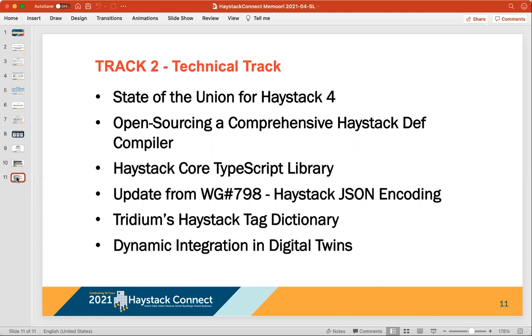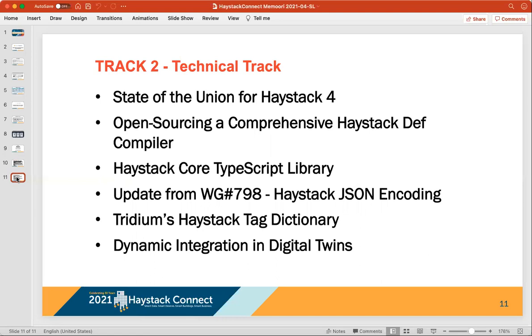There have been reference implementations for Haystack so that you could more quickly and easily build it into a new application, new product. This one's going to be very important. It's the Haystack 4 compiler, right? With all of the new Haystack 4 standard built in. That's key. A TypeScript library, again, for software developers, JSON encoding for software developers.